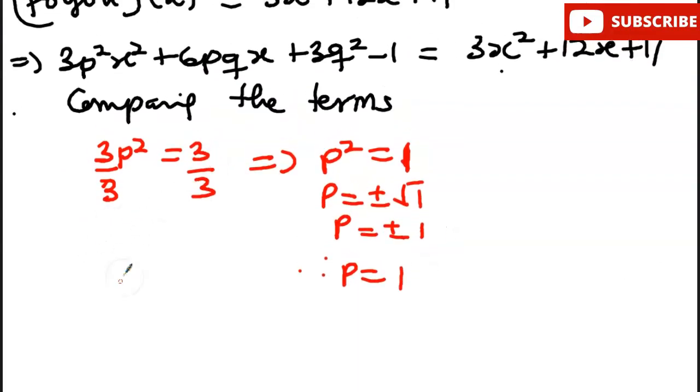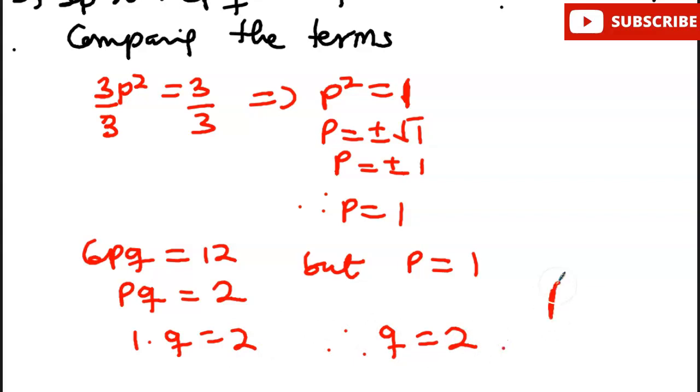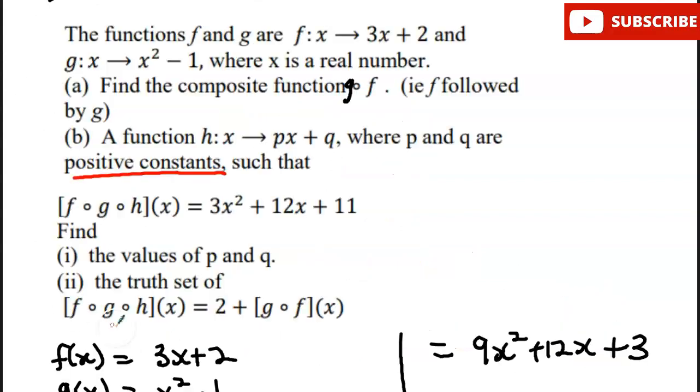And then comparing terms in x, this is x, this is x. So 6pq will be equal to 12. And when you divide both sides by 6, we have pq is equal to 2. But our p is equal to 1. So we have 1 times q is equal to 2. Therefore, our q is equal to 2. So p is equal to 1, q is equal to 2. Let's look at the last. So we have to find the truth set of this. That's the last aspect. So the truth set of f o g o h of x equal to 2 plus g o f of x.